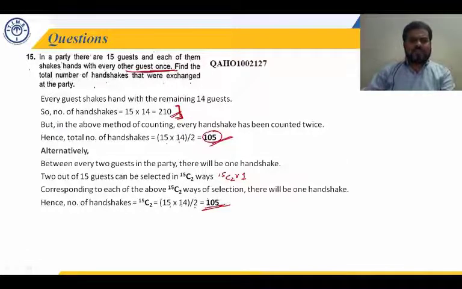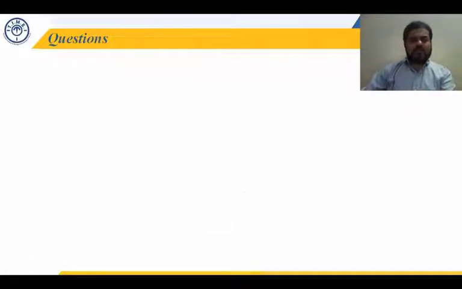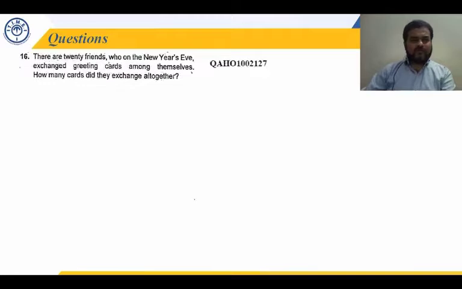So basically it is just selecting 2 persons out of 15 persons. As many selections, those many handshakes, because every 2 guests are shaking hands exactly once, right? I hope it is clear. So the answer is as simple as saying 15C2. Fine, I hope it is clear. Now let's look at the next example. It is related to this one only.